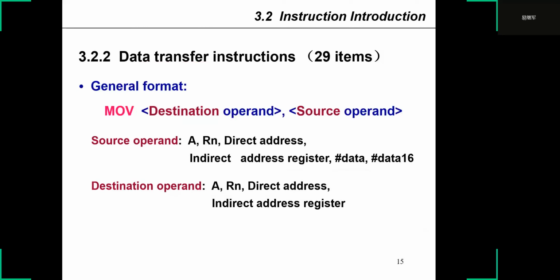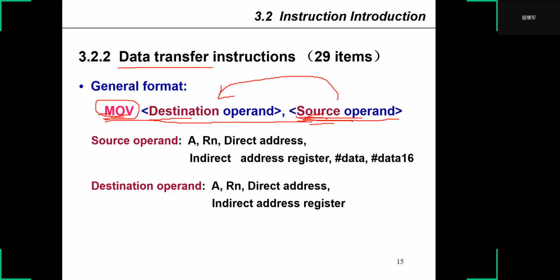This is a data transfer instruction. We use MOV as the data transfer instruction. MOV is the word move: move the content from source to the destination. So MOV destination comma source operand, which means move the content in source to the destination, just like using equal: destination is equal to source. This is the data transfer instruction.